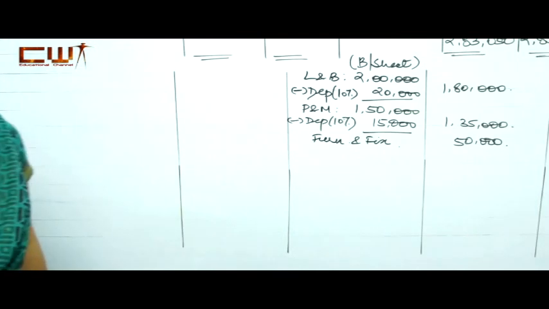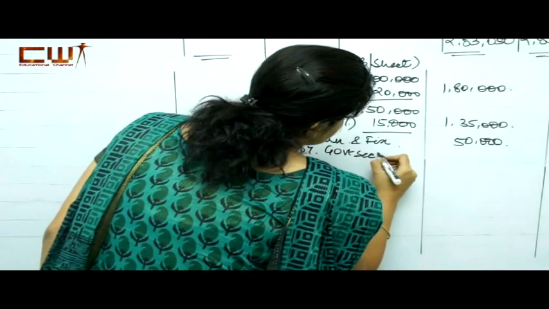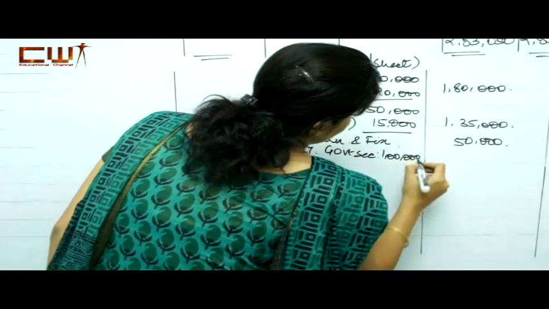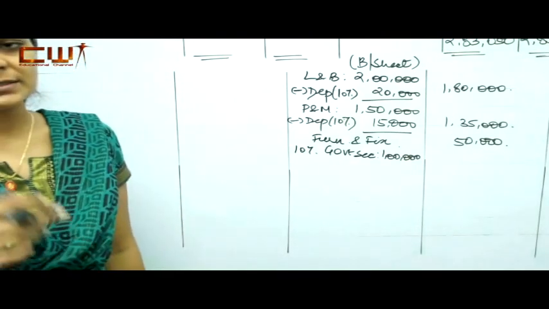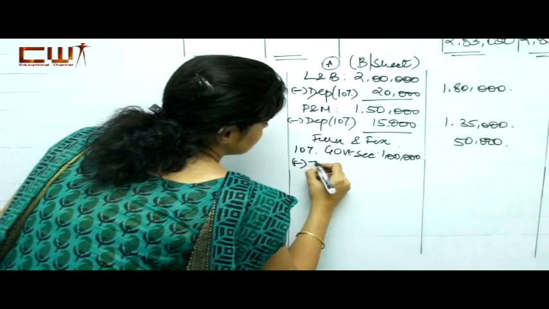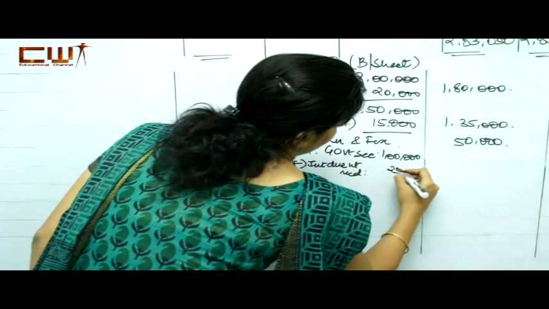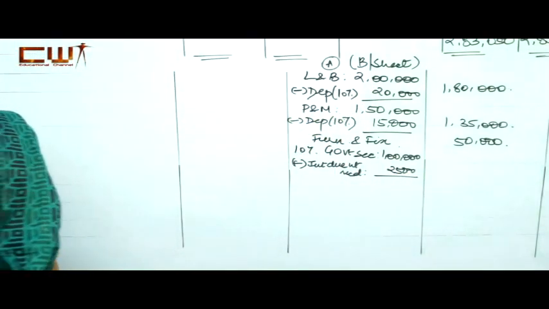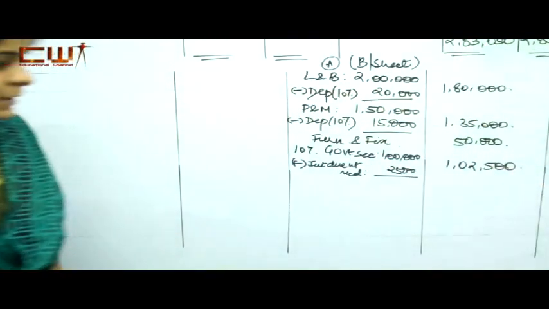Right? What next? 10% government securities is given to you. See, we calculated the interest, remember? So that is interest due but not yet received. First write the securities, that is 10% government securities. How much was that? For 1 lakh. And we have calculated the 3 months interest on it at 10%. So how much did you get as the interest? 2,500. So that is interest due but not yet received. That is an asset. So plus interest due not received, 2,500. So that will be 1,02,500. Right?